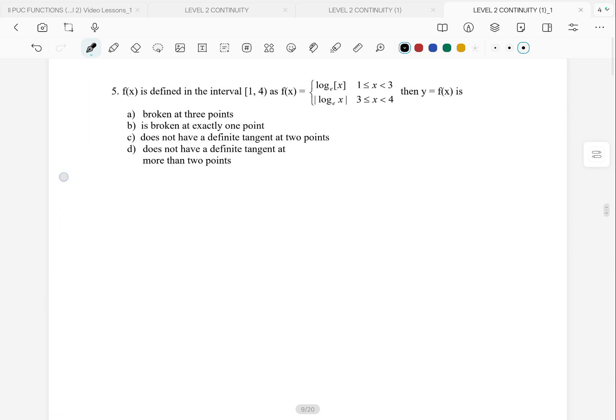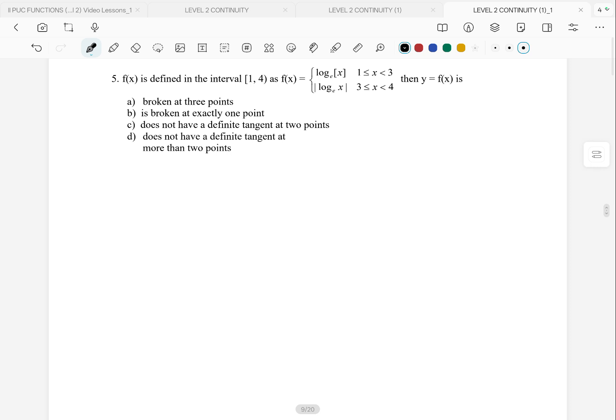f of x is defined in the interval 1 to 4, closed at 1, open at 4, as f of x equal to log of step x, when x is between 1 to 3, and mod log x to the base e, when x is between 3 to 4. So now let's redefine the function f of x. As there is a step function, we need to break it into intervals.